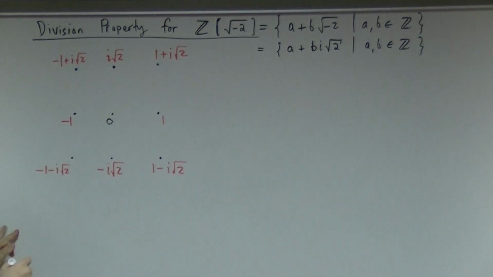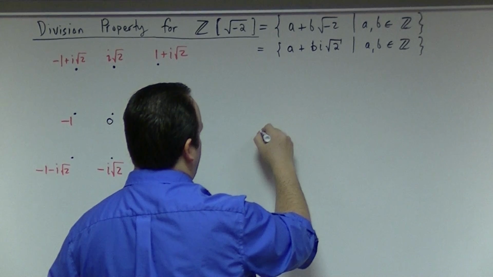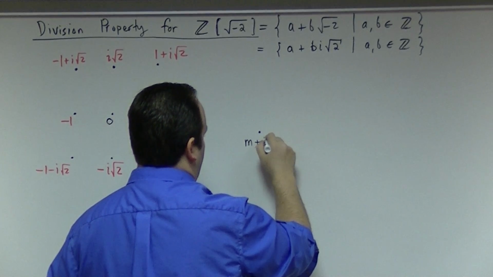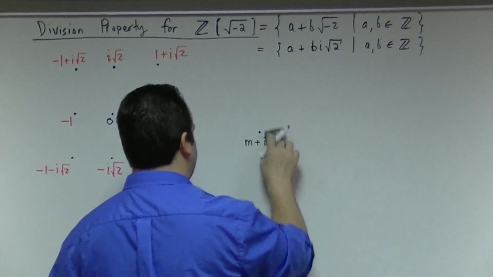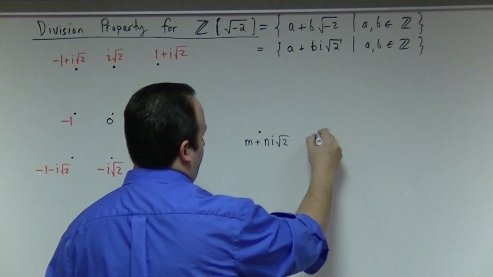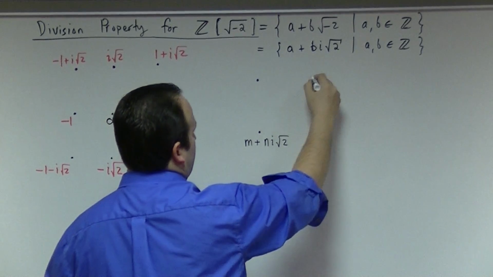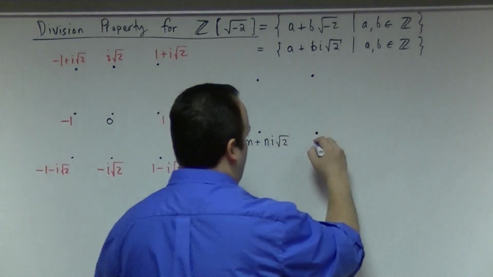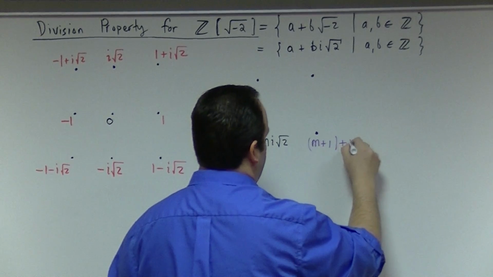Okay. Once you get started, it's pretty easy to see how these points are distributed, right? So in your mind's eye, imagine an arbitrary square somewhere in the complex plane. What's it kind of look like? If I make the lower corner, let's say, m plus n i root 2, right? If that's the lower corner, what are the other corners? Like what's this one? m plus 1 plus n i root 2, right?